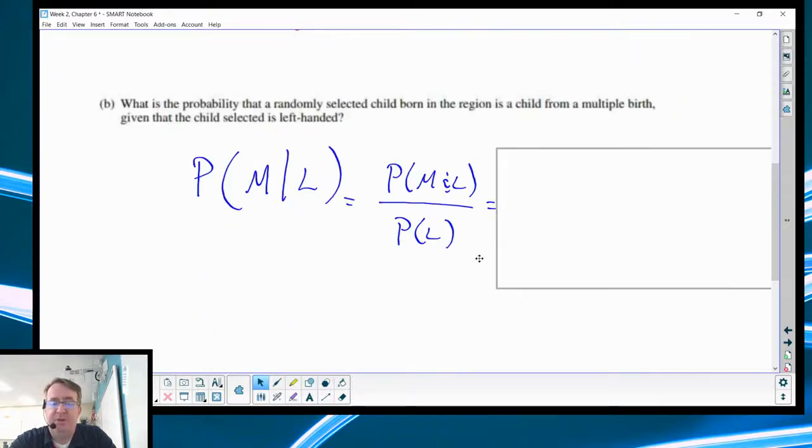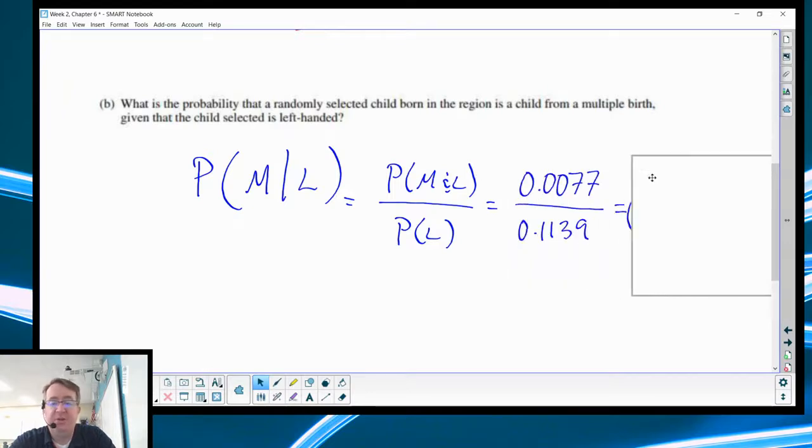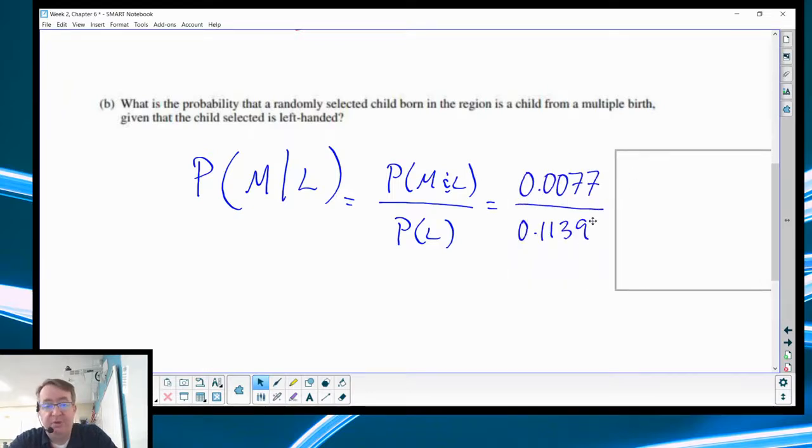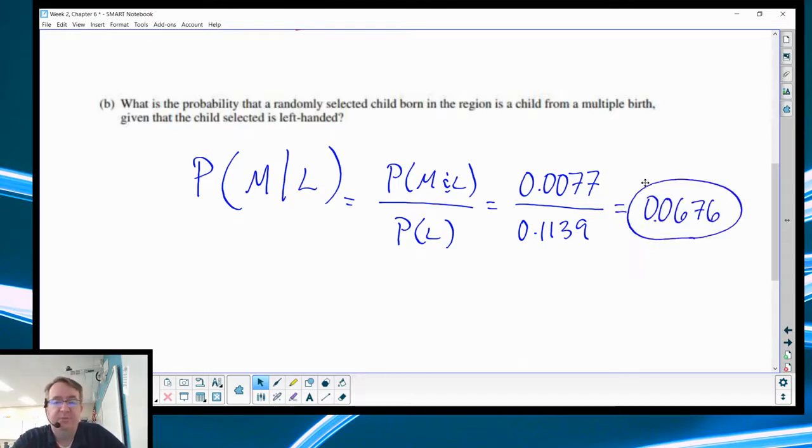So we have the probability of getting a left-hander on the bottom, and the probability of both left-hander and a multiple on the top. We have our 11.39% as our population, since that's the group the person is from. The chance that they were from a multiple birth and left-handed is the 0.0077 number. Divide that out, and there it is. If you know you have a left-hander, there is a just under 7% chance that person also came from a multiple birth: twins, triplets, quadruplets, etc.